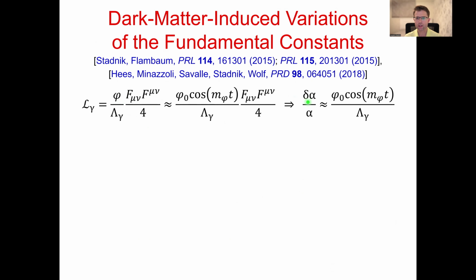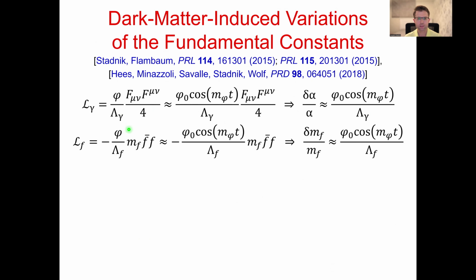So in this case, there would be apparent oscillations in the value of the fine structure constant alpha, where the frequency of oscillation is determined by the mass of the dark matter particle. Now, the size of the oscillation of alpha here is proportional to the local amplitude of the scalar field phi naught, and also the amplitude of oscillations of alpha here is inversely proportional to the new physics energy scale lambda, which appears in the denominator of our non-renormalizable operator here.